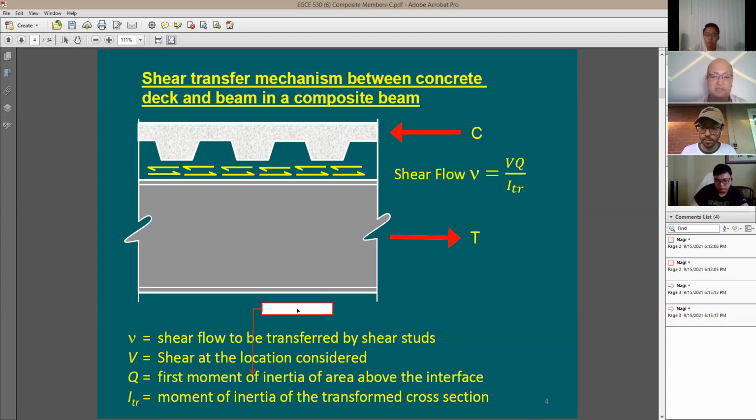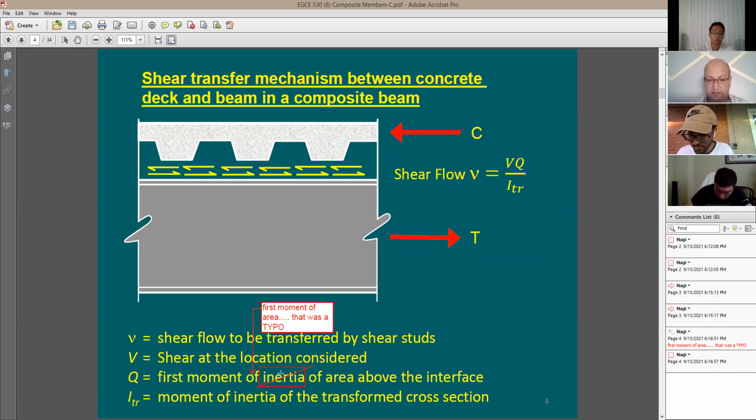Can someone help me with this? Is it first moment of what? Can someone help me, please? Is this first moment of inertia or first moment of area? Area. That was a typo. Which one is the typo? This inertia. This is wrong. It should have been first moment of area. Okay. So we're going to cross this out.